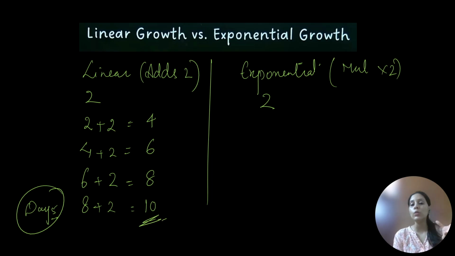Whereas exponential growth क्या है? Every time she doubles the money. So first day is 2 rupees, next day it will be 2 into 2, 4 rupees. Double हो रहा है.